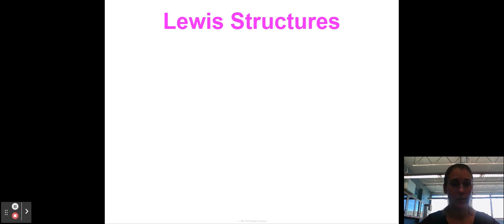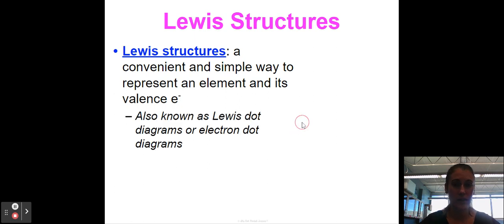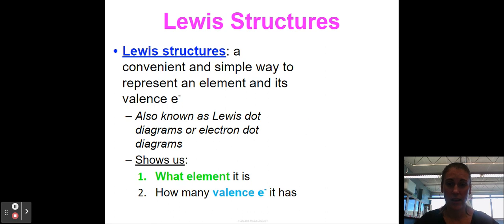And then we can also represent our number of electrons using what are called Lewis structures. It's a convenient, simple way to represent an element and its valence electrons. Sometimes they call them Lewis dot diagrams or electron dot diagrams. What it shows us is what the element is and then how many electrons it has. So for example, lithium, if you look on the periodic table, is in group 1A. It only has one valence electron, so we would just draw an electron on top.